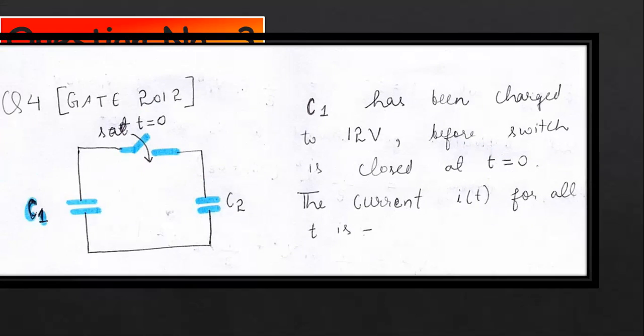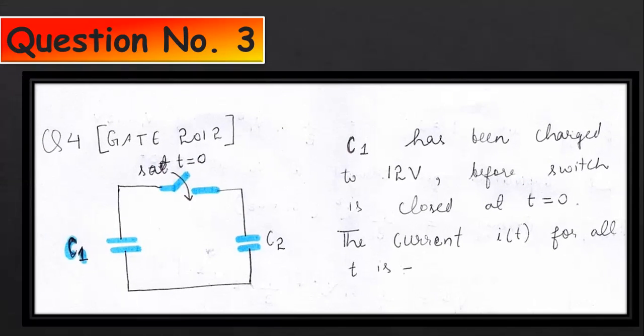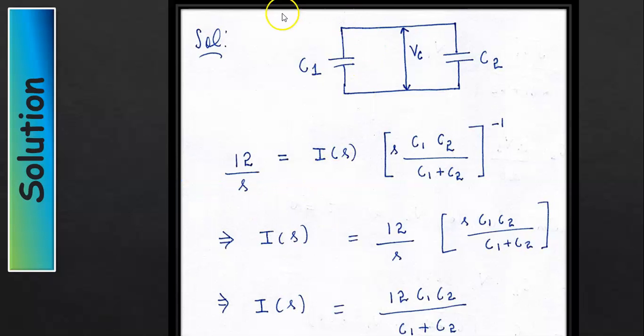Now we move on to the next numerical. In this numerical, C1 has been charged to 12 volts before switch is closed at t is equal to 0. We have to find the current IT for all t. So once the switch is closed, the equivalent circuit becomes like this. Now we write the circuit equation and solve for IS. We will get IS is equal to 12 C1 C2 divided by C1 plus C2.